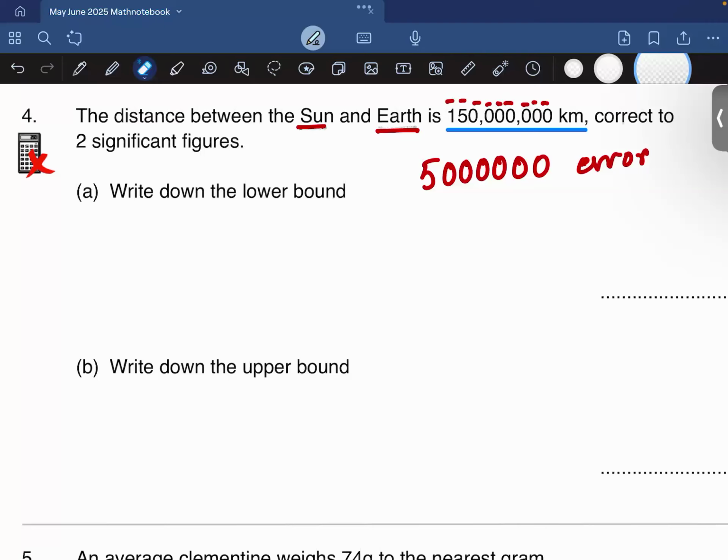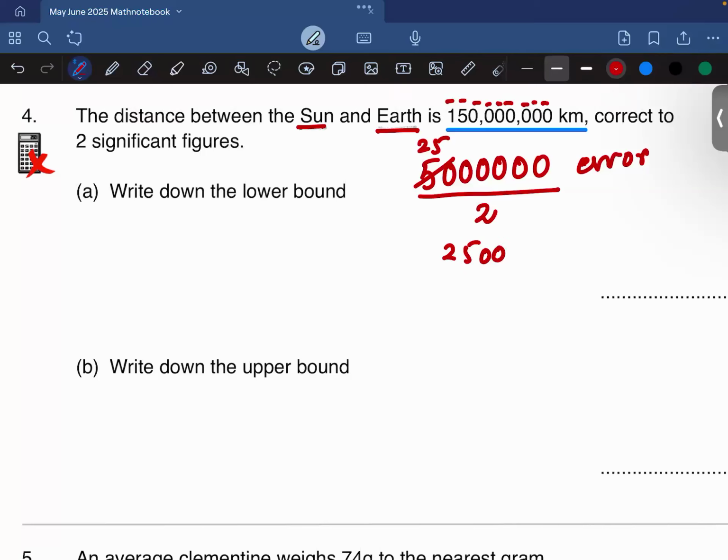So what do we have to do? Divide by 2. If you divide by 2, what will happen? It will be 25. Agree? So 2, 5, double zero, double zero, and 0. Agree or not? Yes, sir. So for the lower bound, what do we do? We will write 1, 5, and 7 zeros. I wrote 6. Okay. Minus 2, 5, double zero, triple zero. Right?